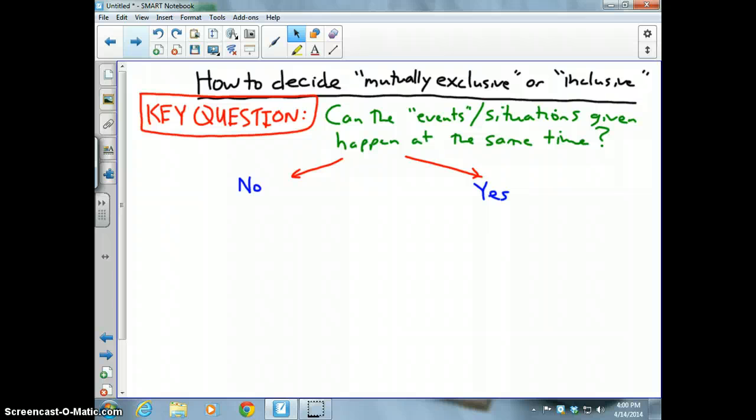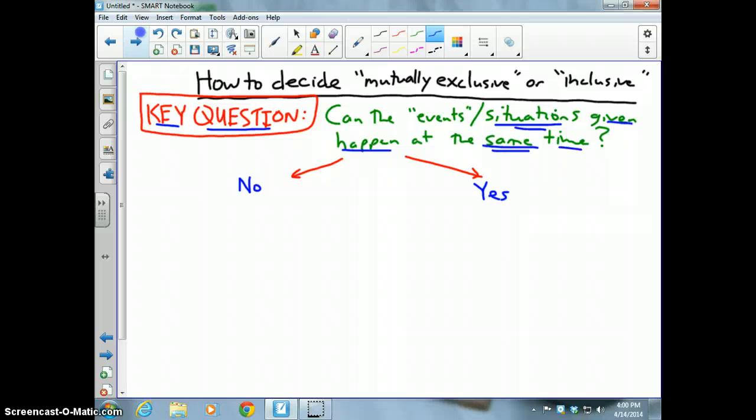All right. We have an or problem in front of us, the word or. How do you decide if it's mutually exclusive or if it's inclusive? You have one key question that you have to ask yourself. Can the events or situations that are described, that are given, can they happen at the same time? If the answer to that question is no, then it is mutually exclusive.